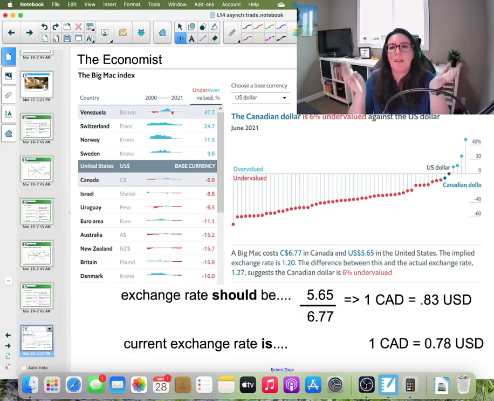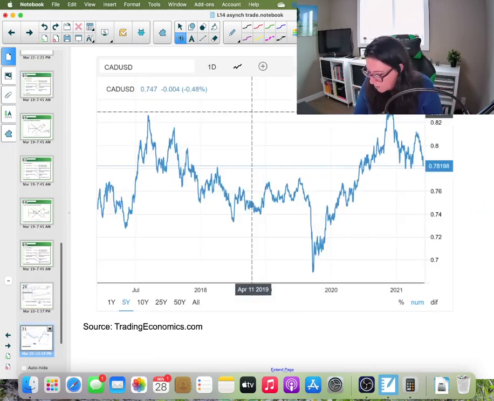So if we were to take advantage of arbitrage, we can see that the Canadian dollar is undervalued. It is lower than what it should be. So we can expect the Canadian dollar will likely go up through the use of speculation and arbitrage towards more purchasing power parity. We can look as well at what's been happening with the Canadian dollar over time. So you can see here we are about that 78 cents.